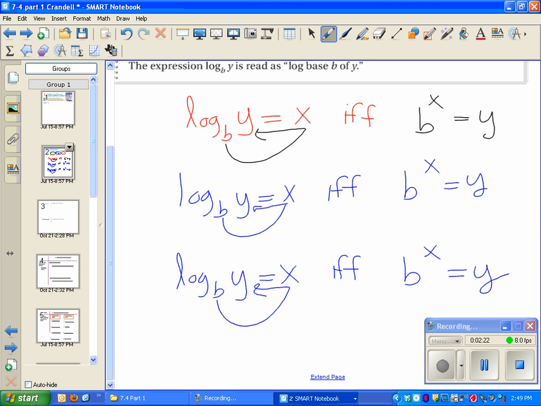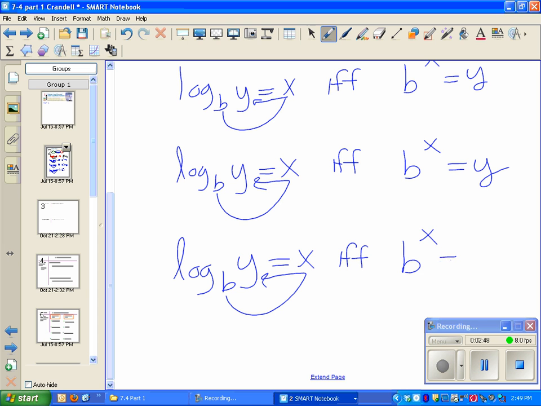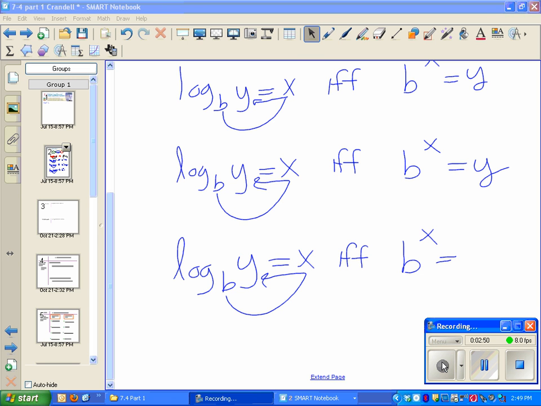All right, so if you can say that all by yourself, pause it and practice that. Log base b of y equals x if and only if b to the x equals y. Right, pause and see if you can say that, and then now we're going to write it 2 more times. So say it out loud. Log base b of y equals x if and only if b to the x power equals y.